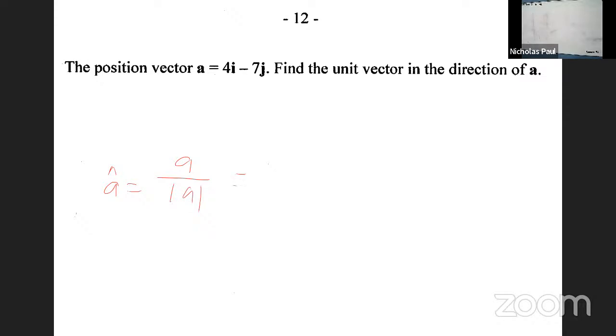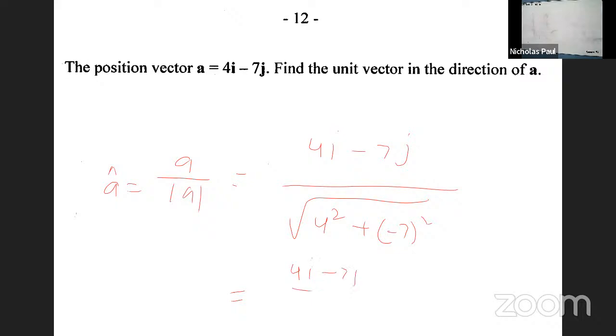Right, so what you got there? 4i minus 7j all over its magnitude. 4 squared plus minus 7 squared, right? So that's 4i minus 7j all over the square root of what? 65.